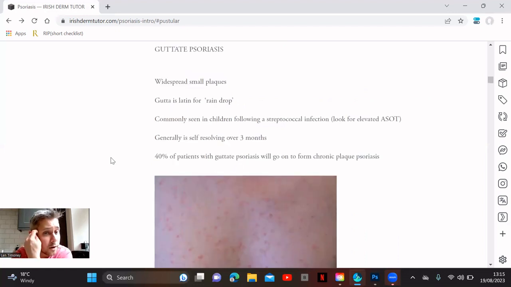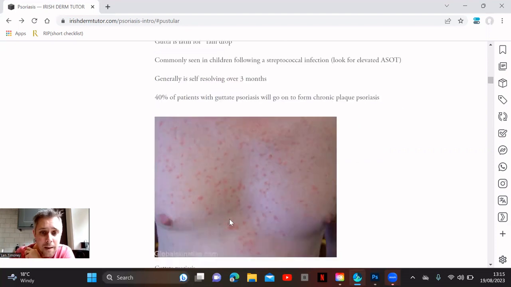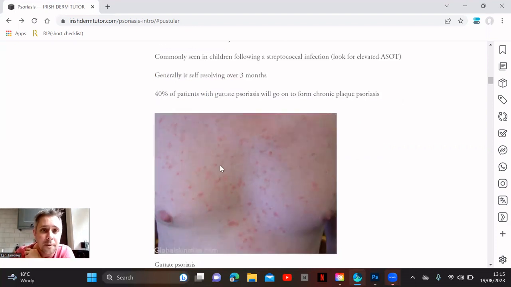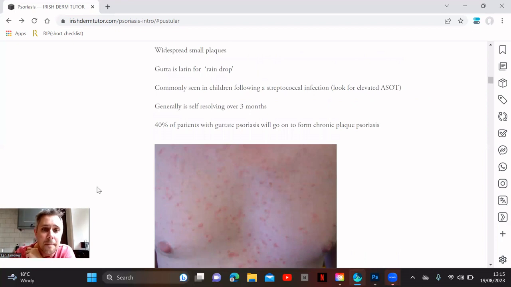We'll now move on to guttate psoriasis, which you often see in children or young adults. It's described as these widespread small plaques, as can be seen in this image here. Gutta is Latin for raindrop. It often occurs following a streptococcal infection, so you can look for an elevated ASO titer, which might point towards this diagnosis if you're unclear. Oftentimes it's self-resolving, usually over a period of months, but sometimes it can be a bit more persistent. And 40% of patients that get guttate psoriasis originally will go on to form chronic plaque psoriasis.